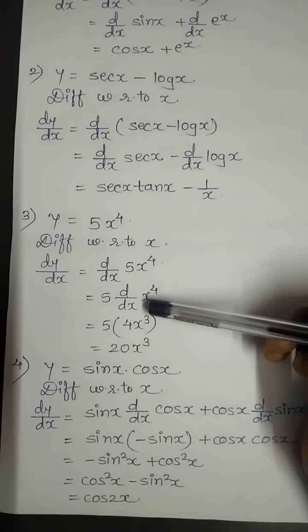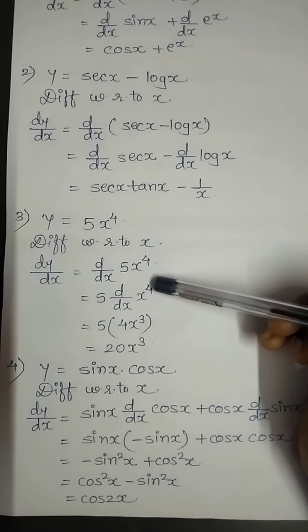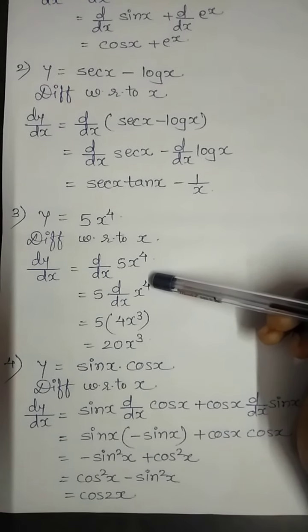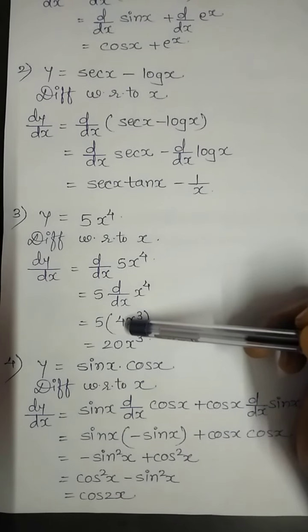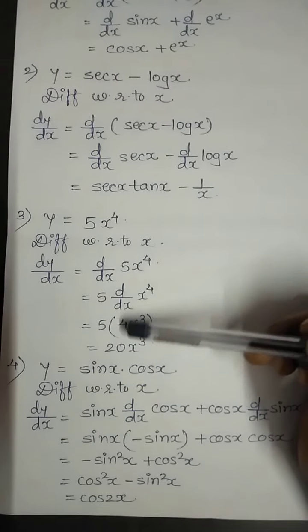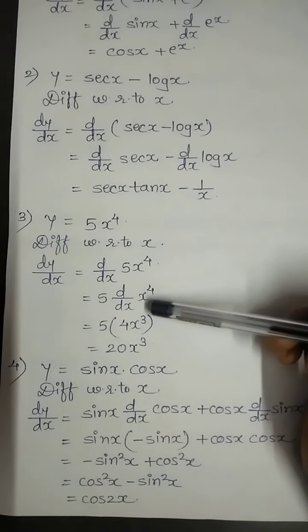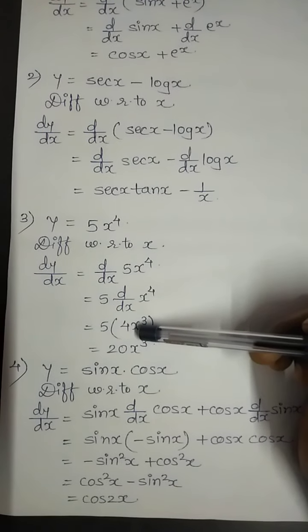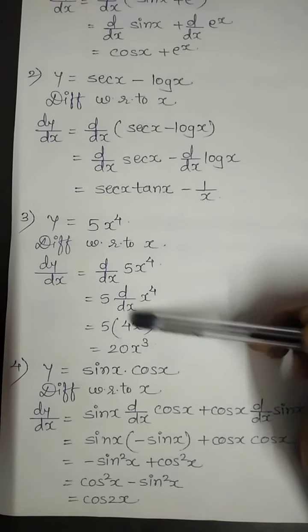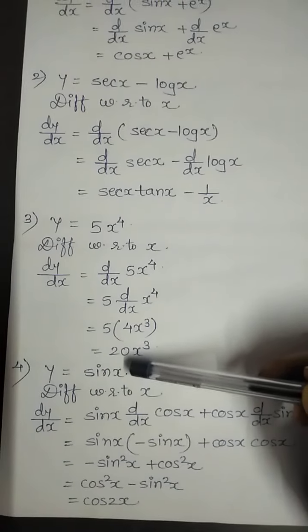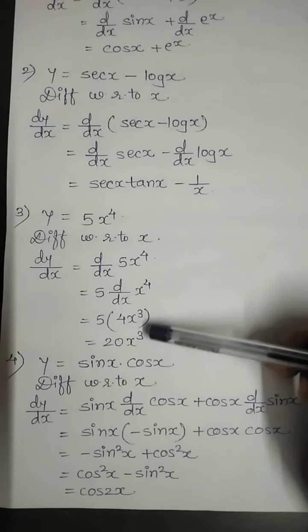So here we will apply the formula of x raised to n, and you know what is the formula of x raised to n: n into x raised to n minus 1, that is 4 into x raised to 4 minus 1, that is 4 into x raised to 3. Now this together will give us the answer 20x raised to 3.